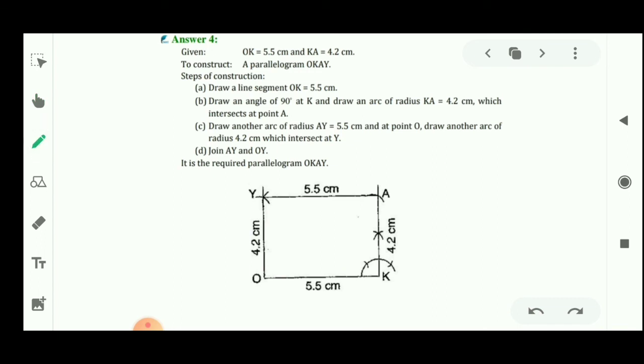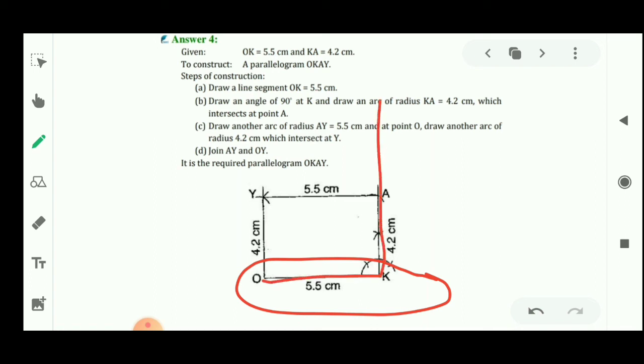For the solution student, firstly you have to draw the line OK, that is 5.5 cm. Now make an angle from K, that is 90 degrees like this. Now from K, take the radius of 4.2 centimeter, draw an arc like this. Now this is point A.